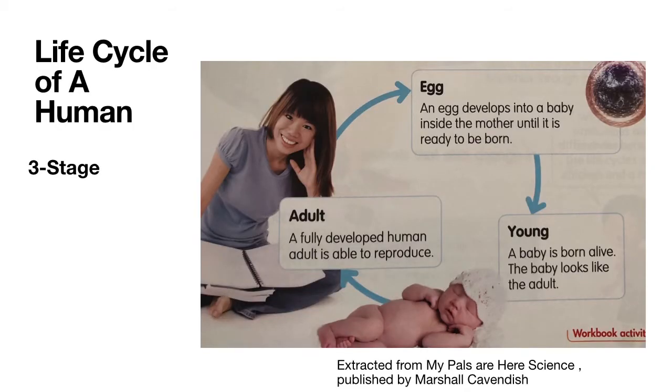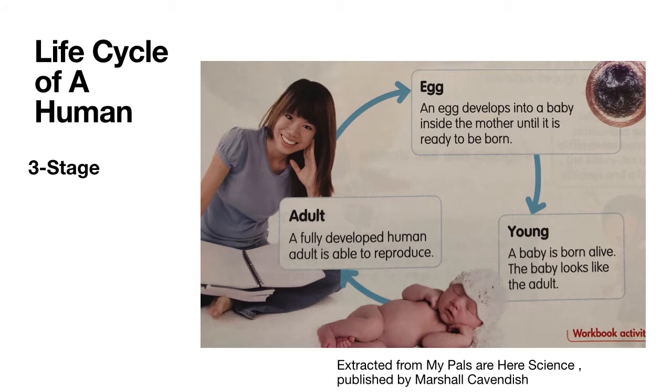In terms of the life cycle, some animals have a 3-stage life cycle, and many have a 4-stage life cycle. Let's talk about some of these animals that have a 3-stage life cycle. One of the predominant species that have a 3-stage life cycle is the human.